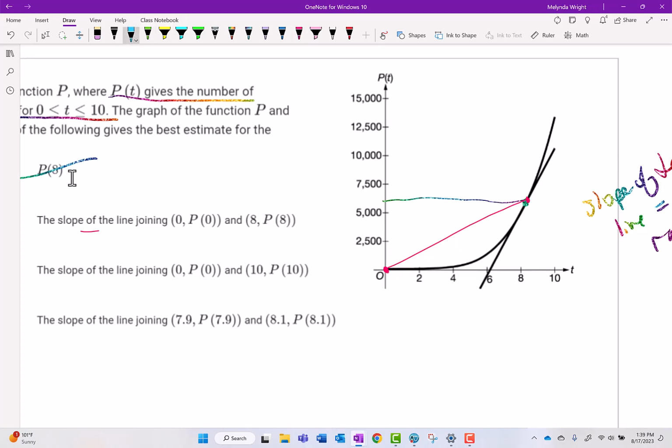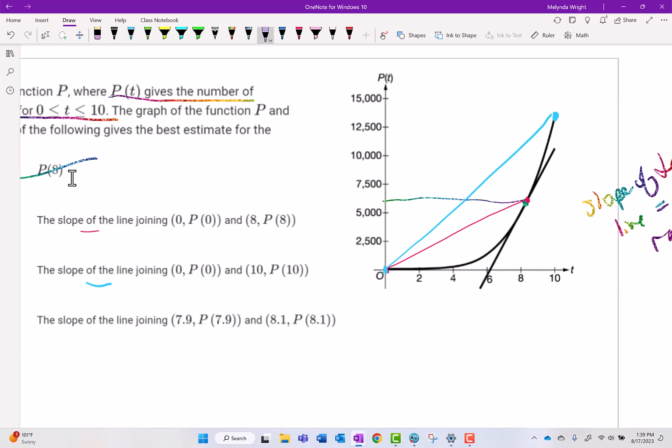Let's go to this one. So now we're going to go 0, p of 0, to 10, p of 10. So we're up here. So it's this slope. Does that slope look like a good option for us? I mean, it's a little better, but is it really good? Not really. Okay, so let's look at our last option. Let's hope that's the right one.